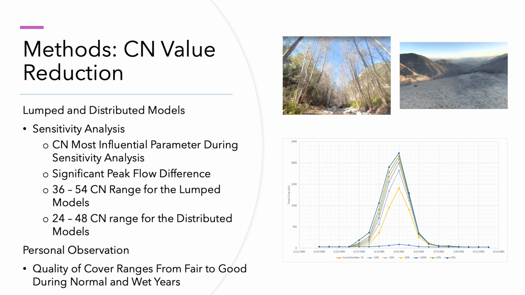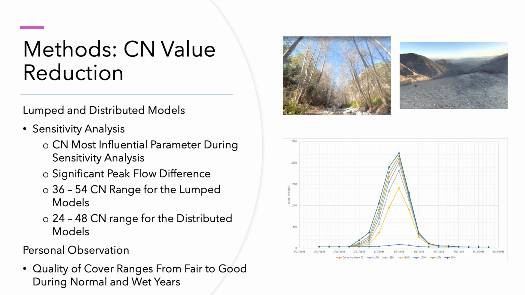I will be talking about the reduction in curve number. The curve number 72 was selected for both the lumped and distributed models. However, after establishing baseline models, feedback suggested that the selected curve number was too high. This conclusion was based on 2 observations.